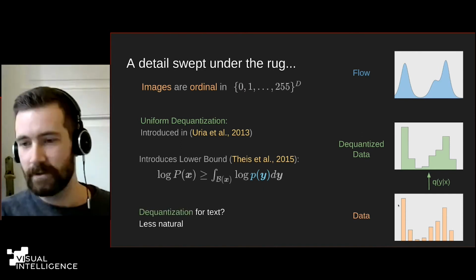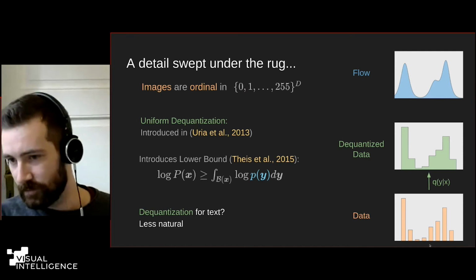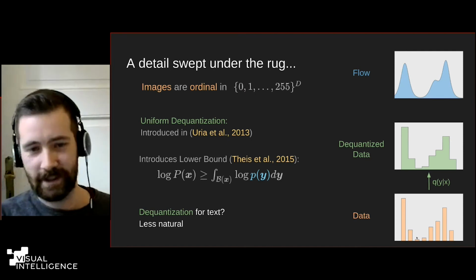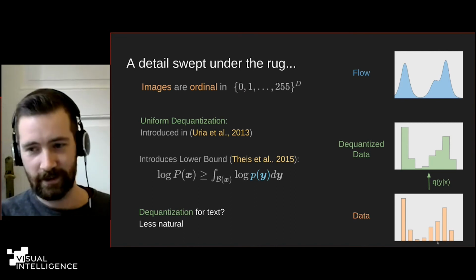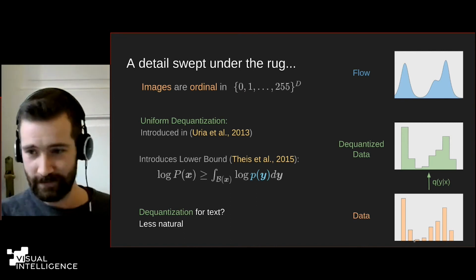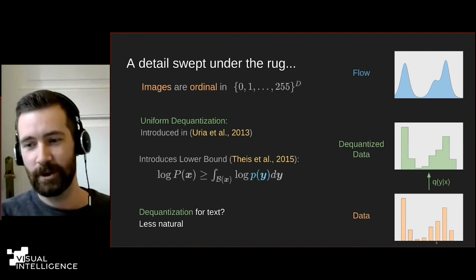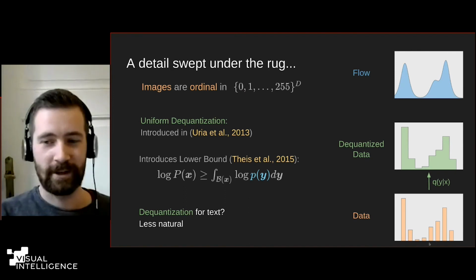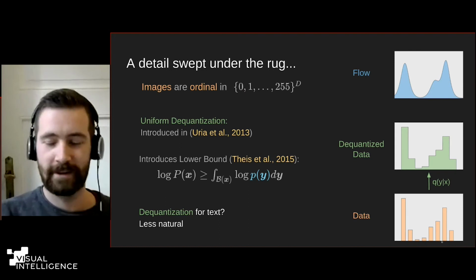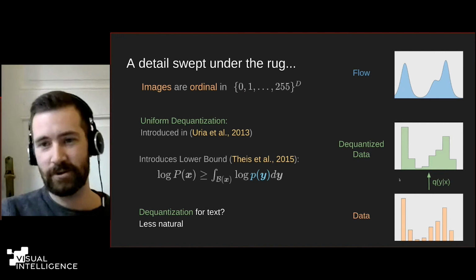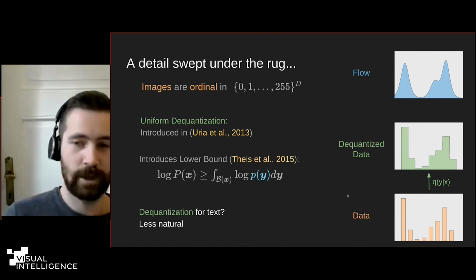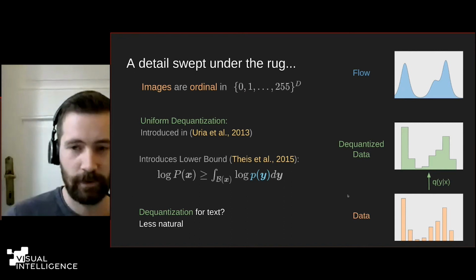And I mean, the answer is yes, we could, but the categories are not ordinal. So this could be different words, for example, in a text setting, and there's no notion of one word being closer to another beforehand. This is usually some very arbitrary ordering. And so it's less natural to use dequantization like this. And we also show this in the paper, that this actually performs worse if you try to naively do this.